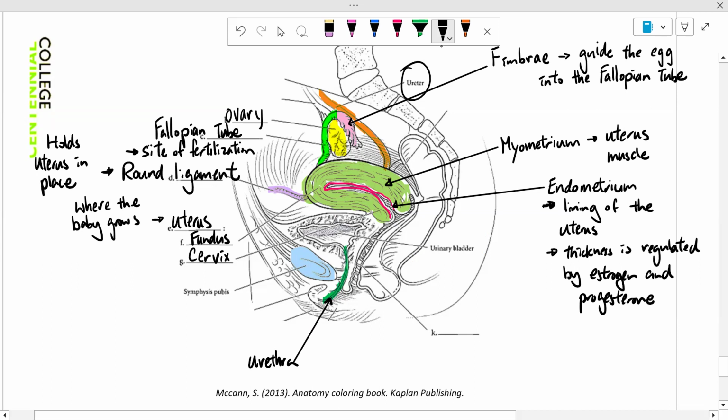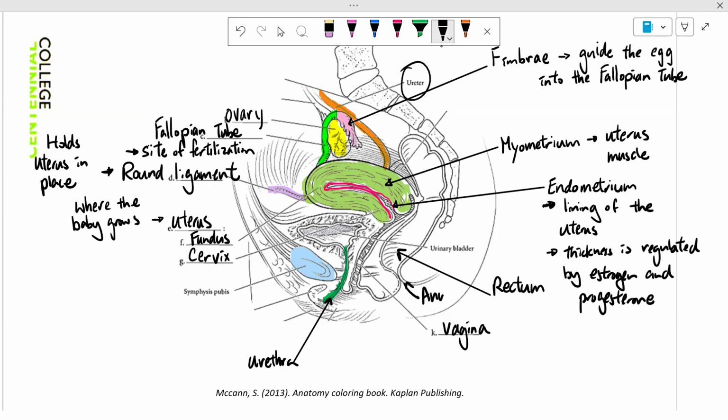And then over here, that's the vagina. And this is the, well, let's do it a little bit higher. That's the rectum. And that's the anus. So there you have it. The major structures that we have to know for the female reproductive system. Nothing too complicated. Any questions?